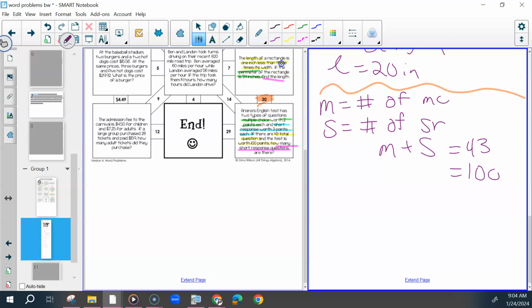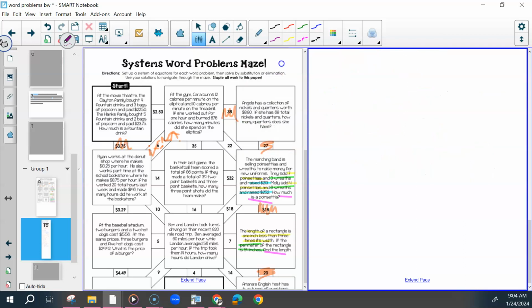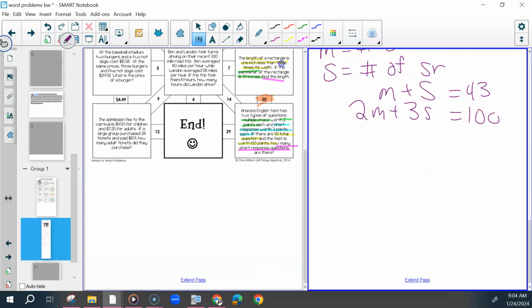Which means the last one is going to be set up like 2M plus 3S equals 100. The number of points that it's worth times however many questions there are, and then same thing for short response, would give you the total number of points. Great. Do we want to solve this by substitution or elimination?